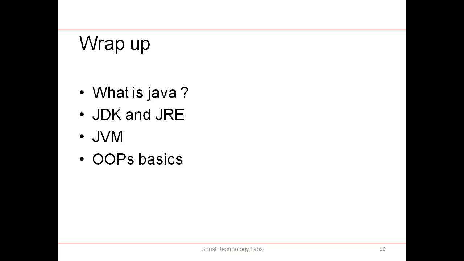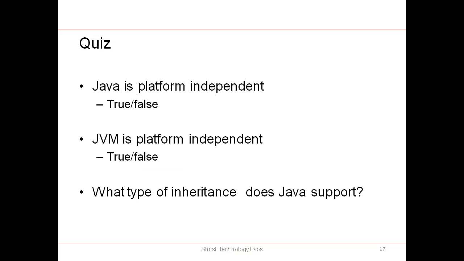We have seen what is abstraction, polymorphism, encapsulation and inheritance. Now let us have a small quiz. Java is platform independent. True or false? True. JVM is platform independent. True or false? False. Why? Because JVM varies from one OS to another OS, because it helps to convert your class file into that particular machine's machine code. What type of inheritance does Java support? Java supports only simple and multi-level.